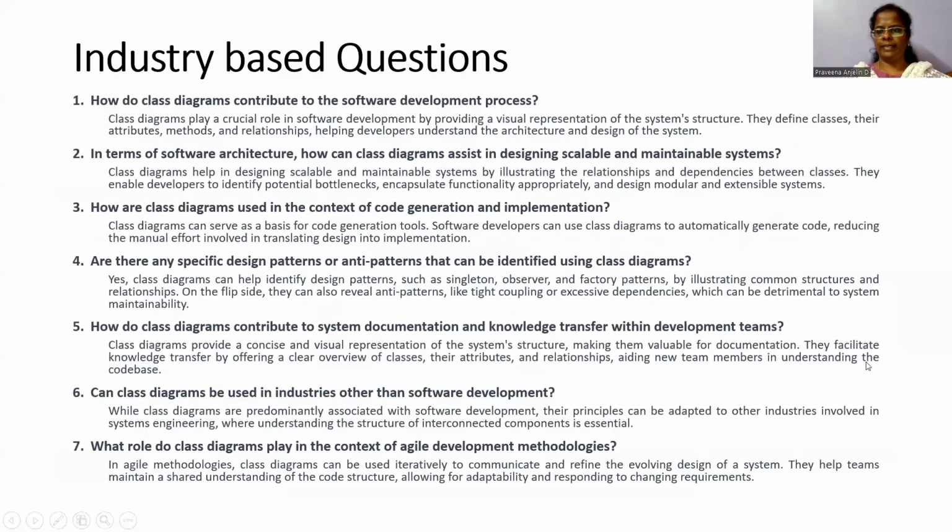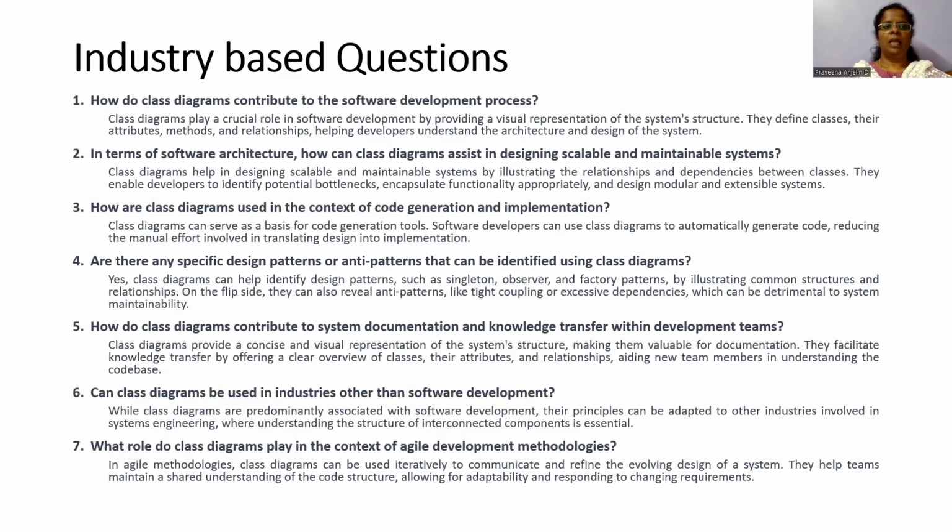These are all various industry-based questions. How do class diagrams contribute to the software development process? Class diagrams play a crucial role in software development by providing a visual representation of a system's structure. As we discussed, this is known as a structural diagram. They define classes, their attributes, methods, and relationships, helping developers understand the architecture and design of the system. In terms of software architecture, how can class diagrams assist in designing scalable and maintainable systems?